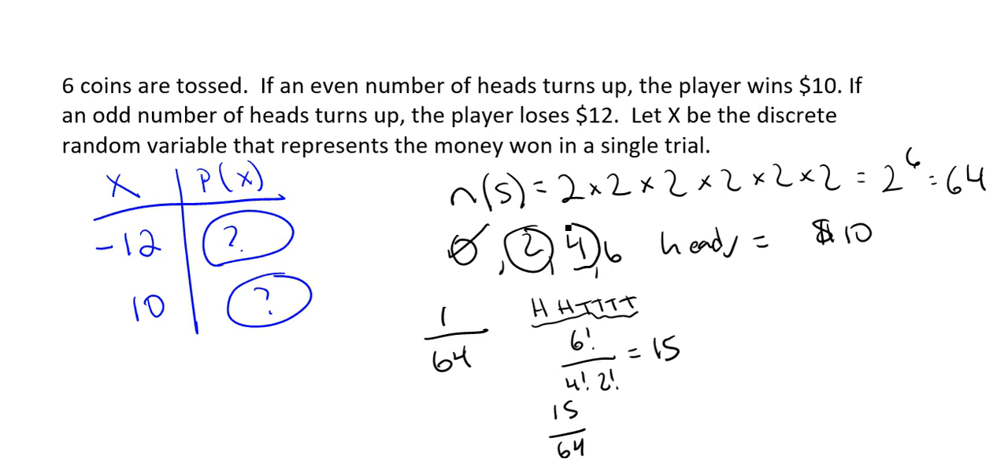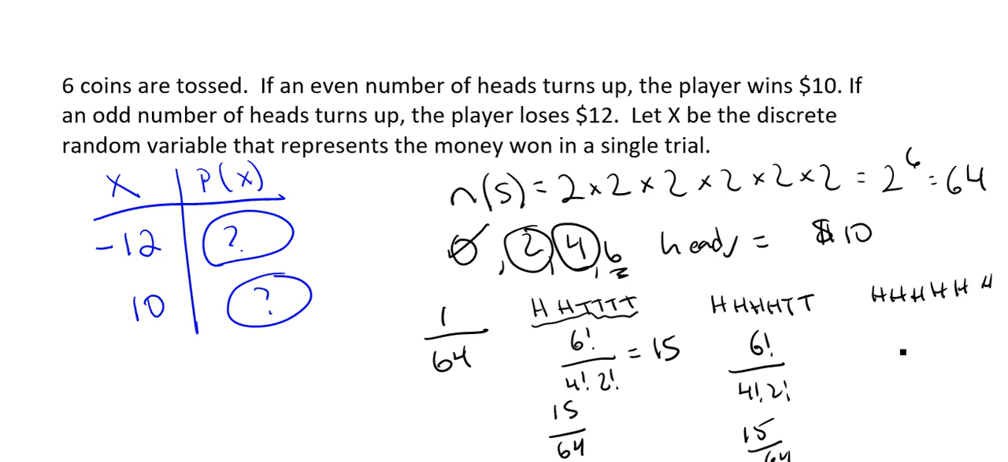So now I'll do 4 heads. Head, head, head, head, tail, tail. You'll notice this is exactly the same as what I just did because 4 heads and 2 tails, mathematically, same idea. So this is also 15 out of 64. And then to get 6 heads, well, you have to get heads all the way. There's only one way of doing that. So that's 1 out of 64.